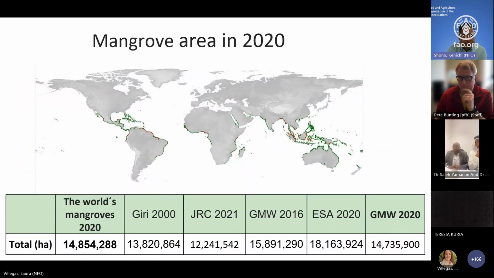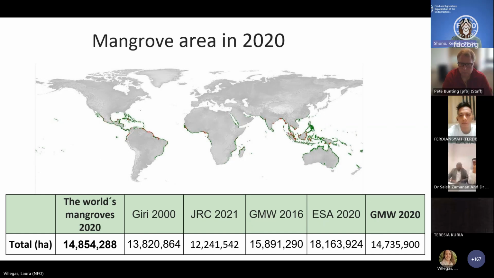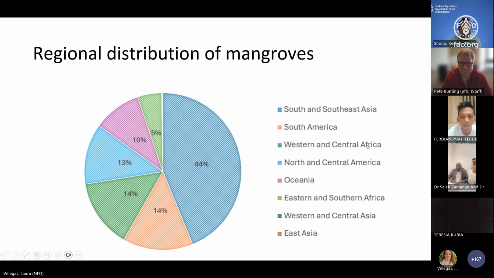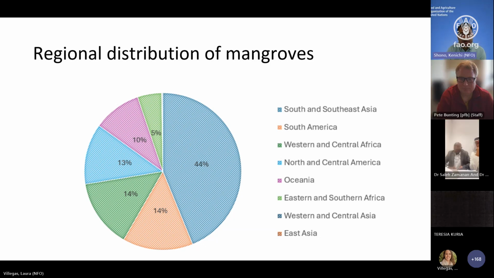So yeah, just to quickly run through the key results, our assessment revealed that there was 14.9 million hectares of mangroves in 2020. And as you can see on the bottom, there's quite a variation in terms of the assessment of mangrove extent among the different studies, but our results align quite closely with the Global Mangrove Watch 2020 data, which my next speaker will explain. Next, please. And this is the regional distribution of mangroves, with 44% of mangroves being located in South and Southeast Asia. Next.